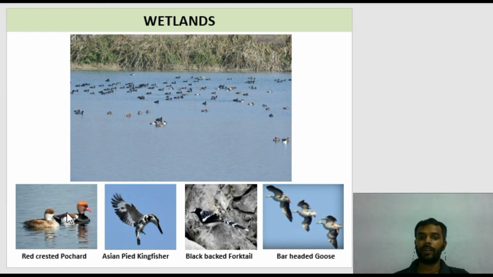So this is red-crested pochard. It's a migratory duck coming from higher altitude to lower altitude. This is Asian pied kingfisher. It's a resident common species found in and around wetlands or water bodies. This is black-backed forktail. It's a riparian species, mostly found inside river streams. This is bar-headed goose. So this is also a migratory duck.